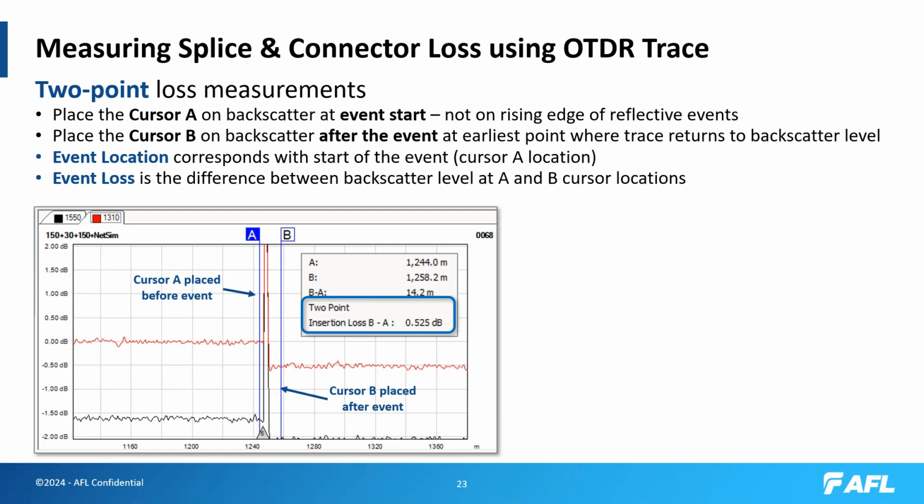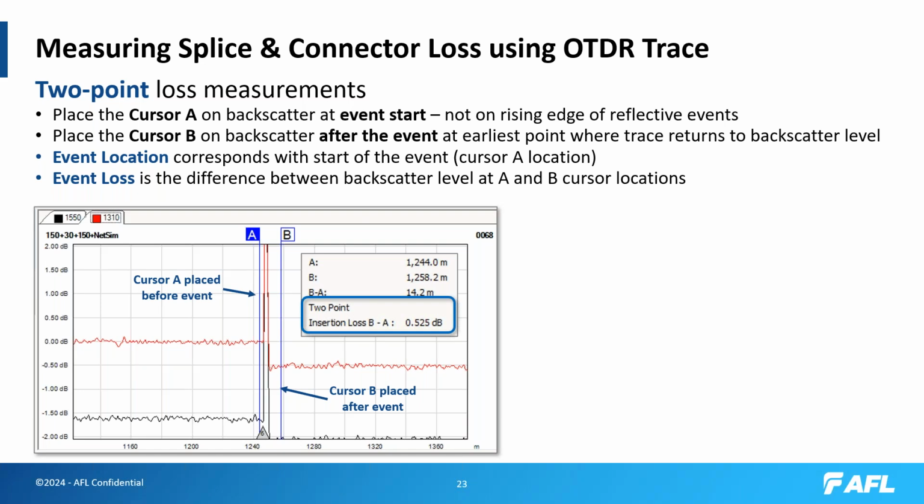The location of the event corresponds to, in the case of a reflective connector, the rising edge of that reflective spike. In the case of a non-reflective loss due to a splice or a macrobend, the location of the event corresponds to the inflection point at which the backscatter turns down due to the loss of that splice or the macrobend.